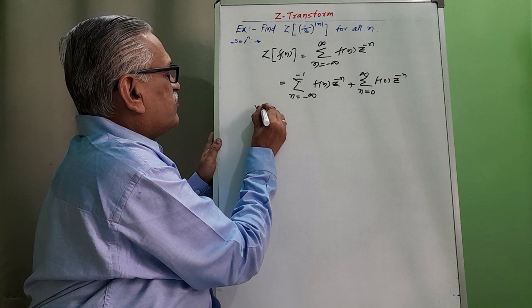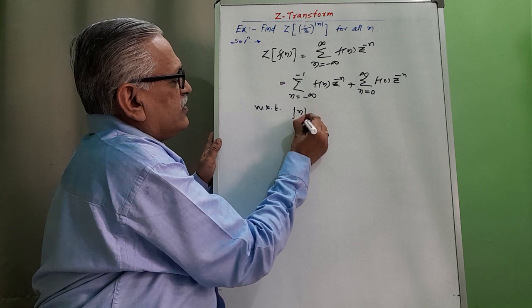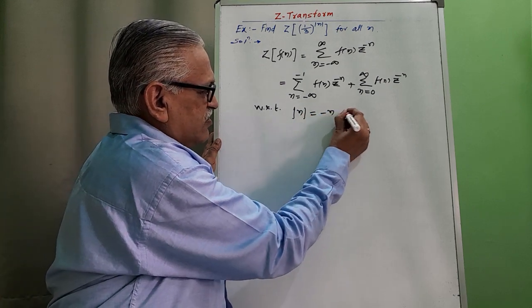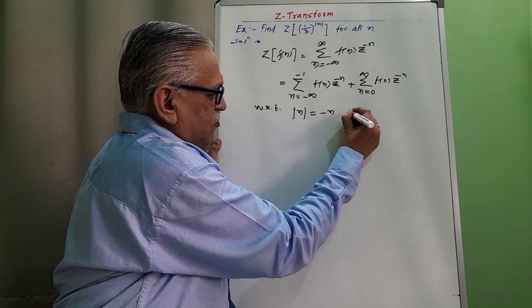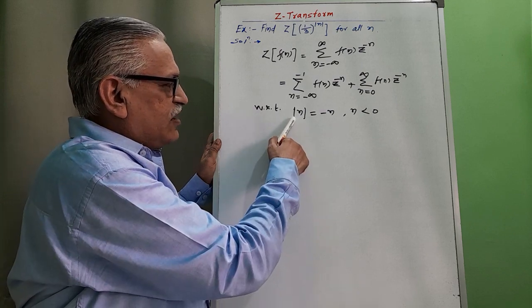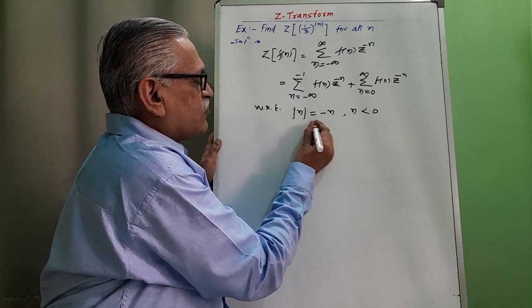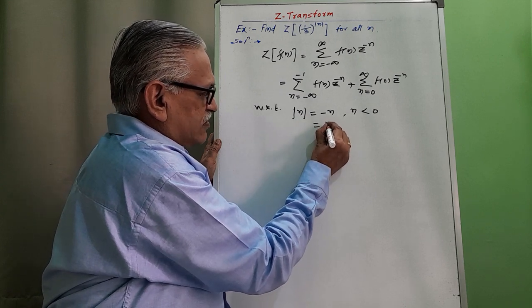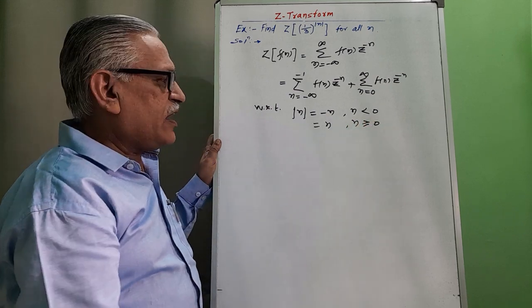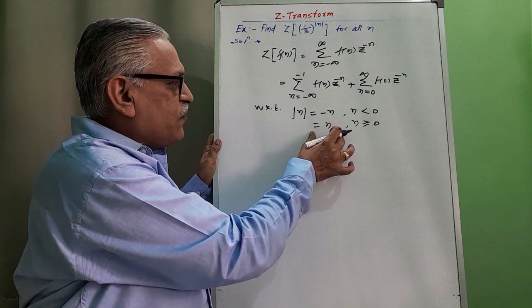We know that the absolute value of n has two values. It is minus n for n less than 0, negative values, and the absolute value of n is plus n for n greater than or equal to 0. This is as per the definition of mod of n.